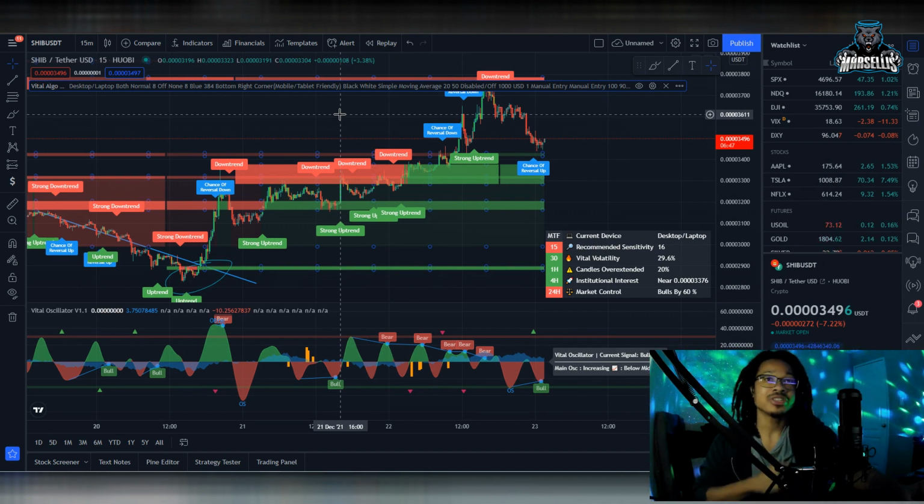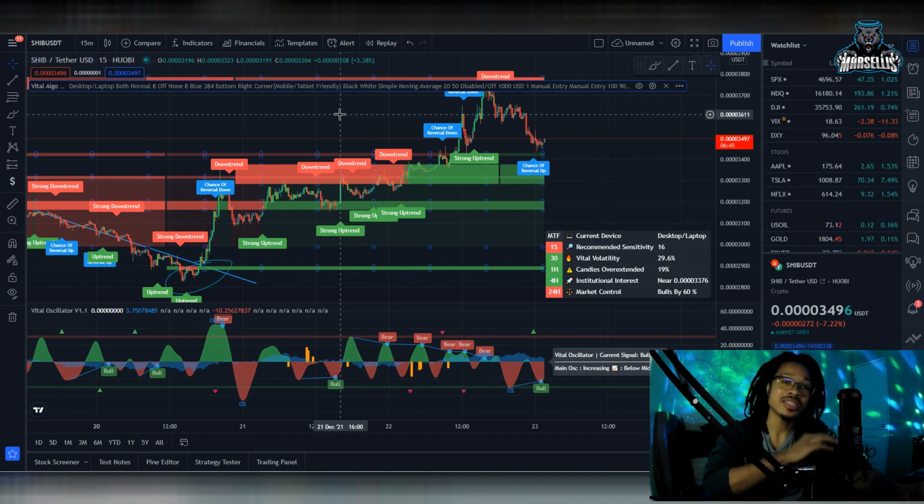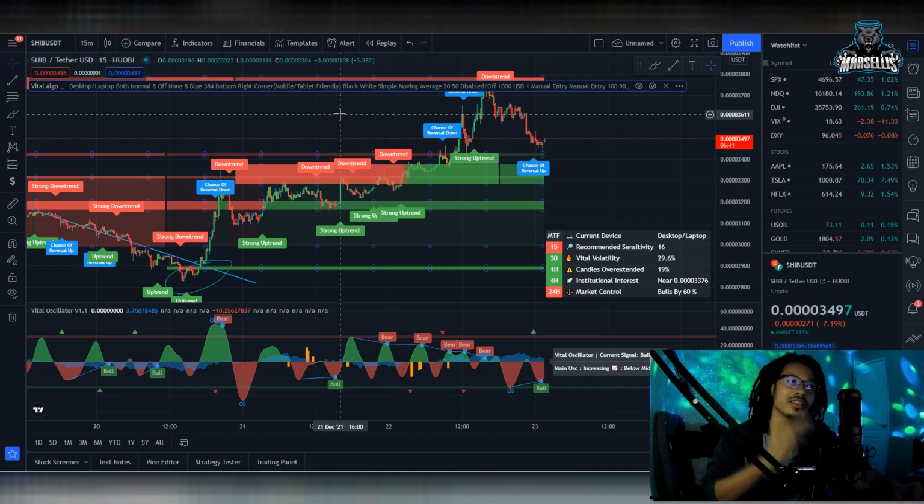I've been talking about the Shiba Inu technical analysis every single day for like the last 6 months, and now we're finally here at another point of the Shiba Inu technical analysis.